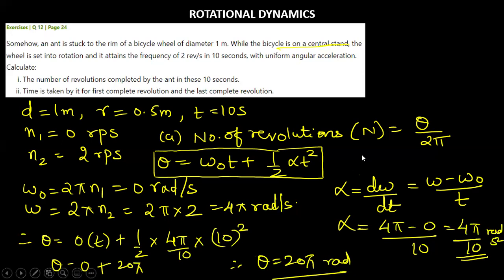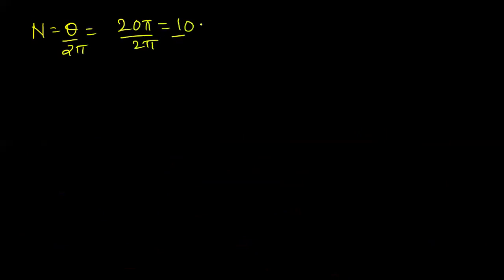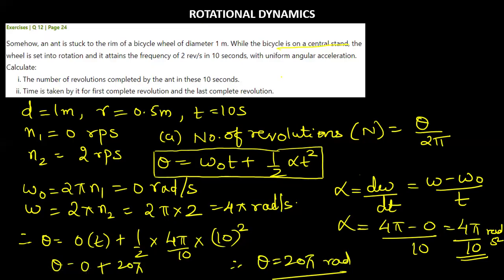So we have got theta, 20 pi radian, but we are not interested in theta. We need the value of number of revolutions, that is n. As I told you, n equals theta by 2 pi. So theta by 2 pi means 20 pi by 2 pi. That will be 10 revolutions. So the answer is 10 revolutions. The answer for the first case is n is 10 revolutions.